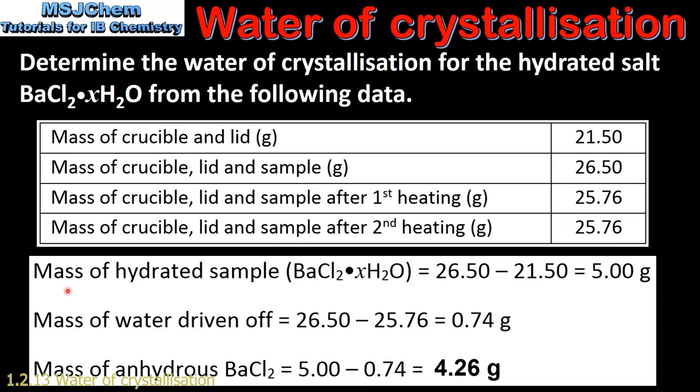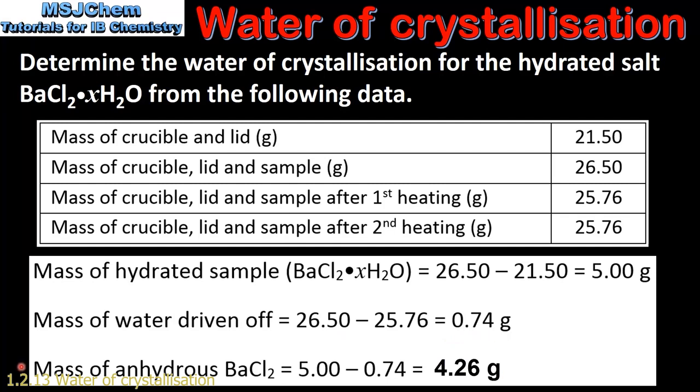So first we'll determine the mass of the hydrated sample. To do this, we subtract the mass of the crucible and lid from the mass of the crucible, lid and sample, which gives us 5.00 grams. Next, we determine the mass of water driven off when the sample was heated. To do this, we subtract the mass of crucible, lid and sample after heating from the mass of the crucible, lid and sample, which gives us 0.74 grams.